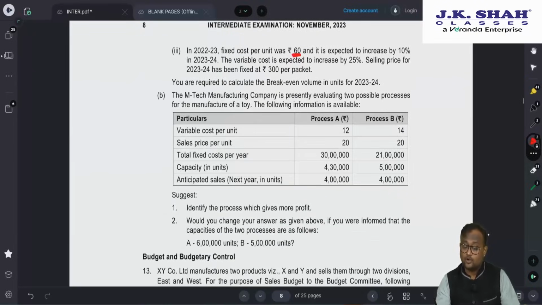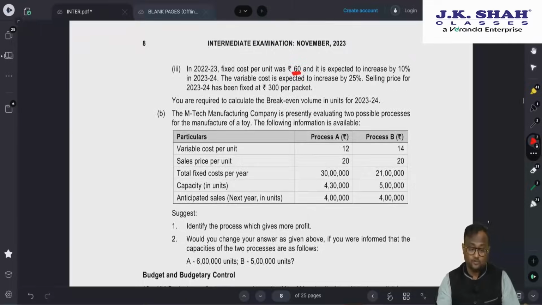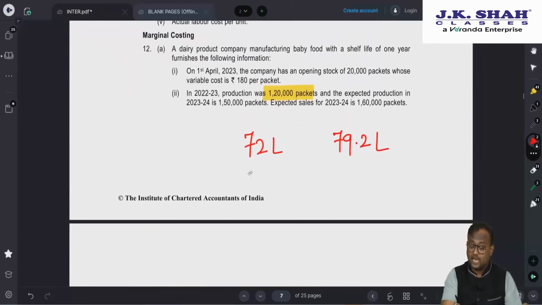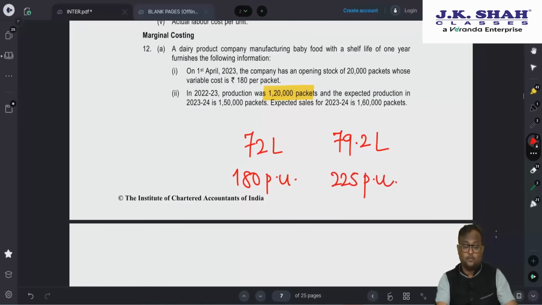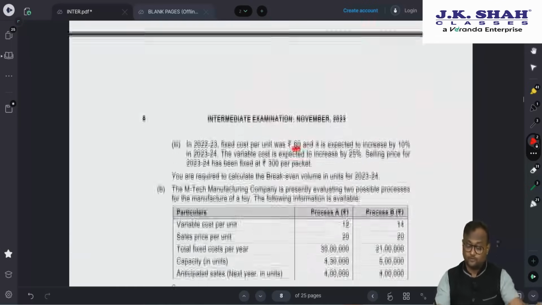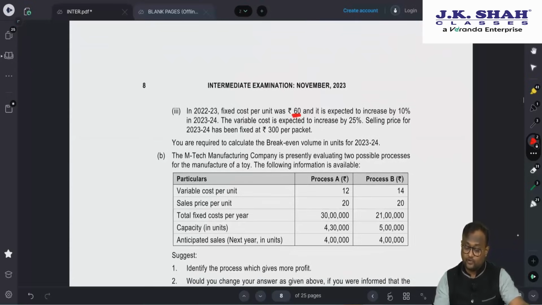Variable cost is expected to rise by 25%. Your variable cost was 180 per unit earlier, and now it is going to rise by 25%. That comes to 225 per unit. You're required to find out break-even point. Selling price is also given to be 300. We are supposed to find out break-even point in terms of units in 23-24.